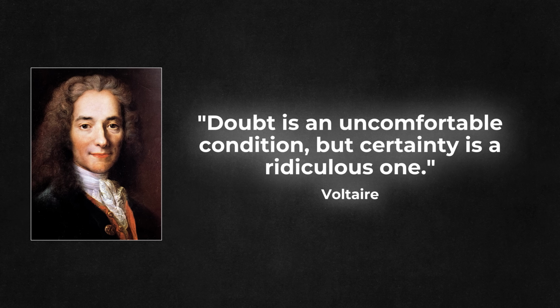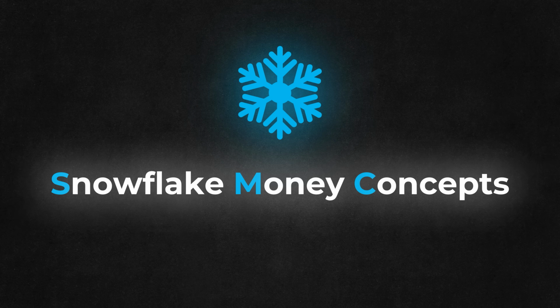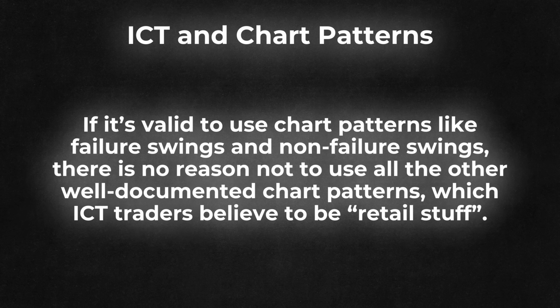Many ICT traders think they are special for some reason. Their lack of knowledge about basic technical analysis and basic principles of finance allows them to treat old ideas as if they were new, and to validate these ideas in the wrong way, creating a vicious cycle. If it's valid to use chart patterns like failure swings and non-failure swings, there is no reason not to use all the other well-documented chart patterns, which ICT traders believe to be retail stuff. For example, if we look at a famous chart pattern called falling wedge or rising wedge, we'll notice that it hides what ICT traders call a market structure shift, as we saw previously.